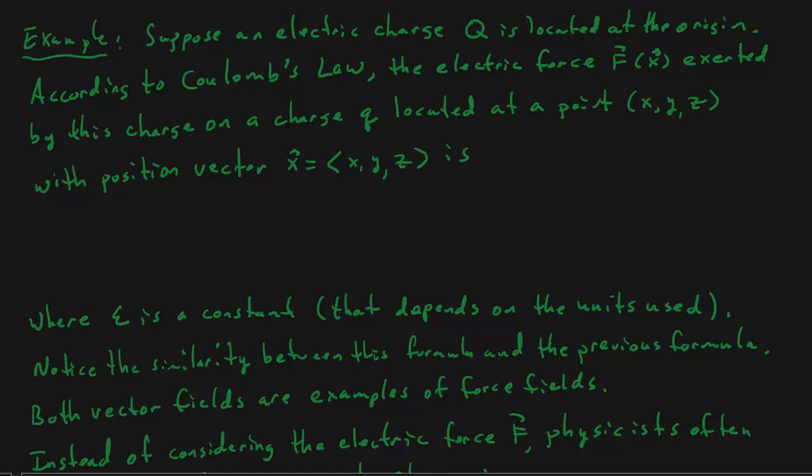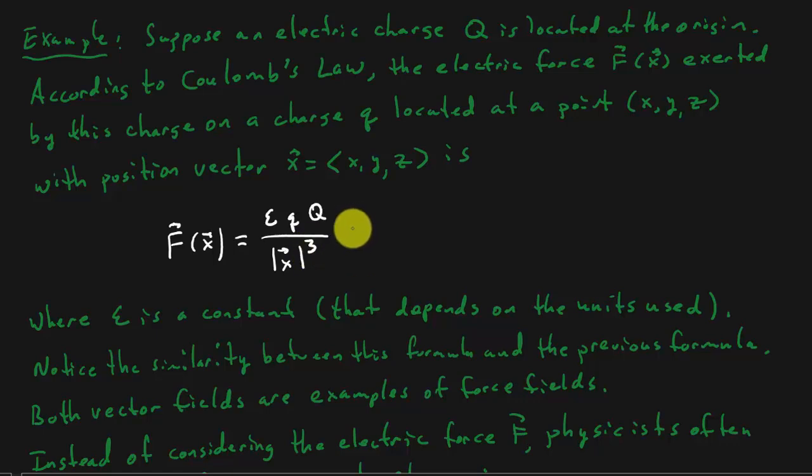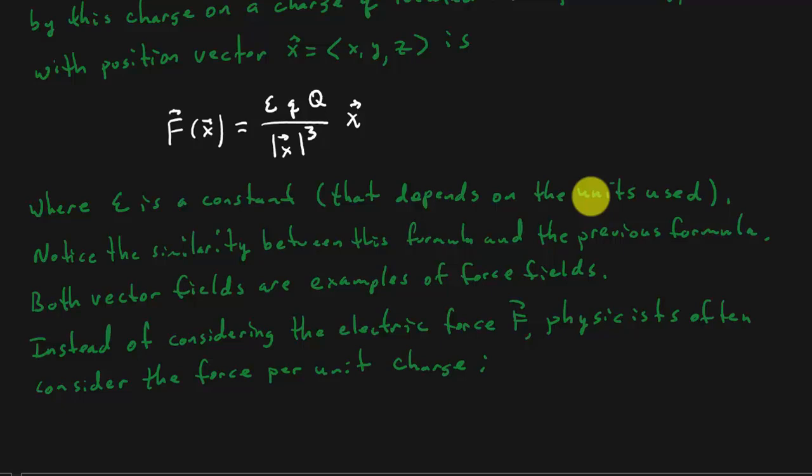All right, so basically what this one would be is this would be that cubed times vector X, where epsilon is a constant that depends on the units used. And notice the similarity between this formula and the previous formula. Both vector fields are examples of force fields. Instead of considering the electric force F, physicists often consider the force per unit charge.